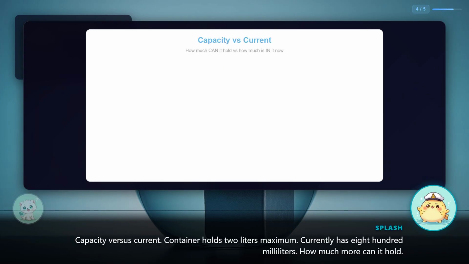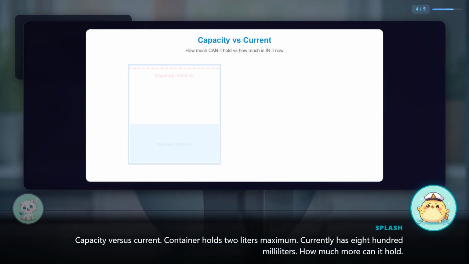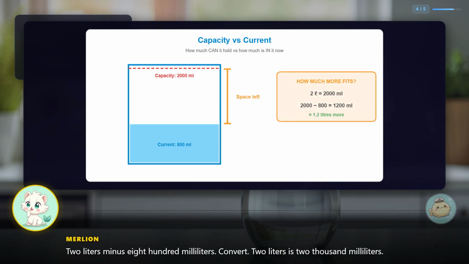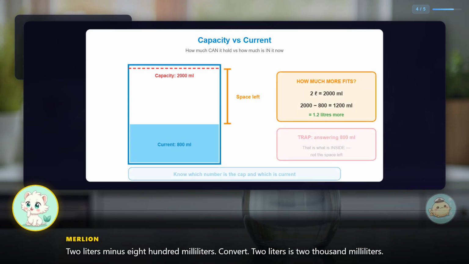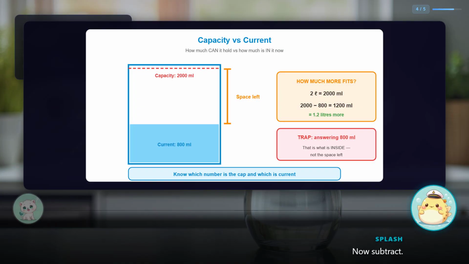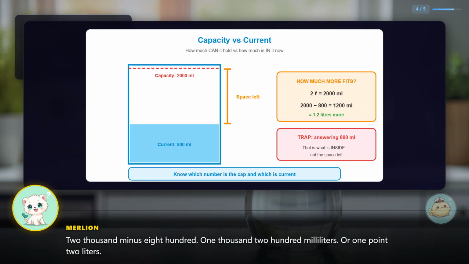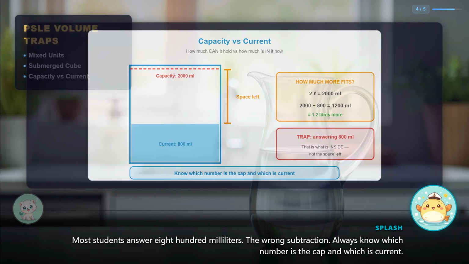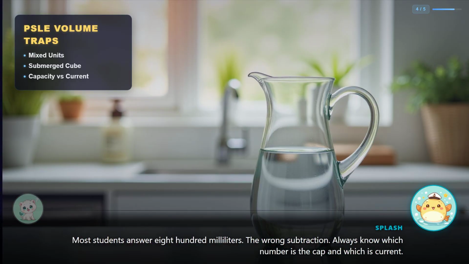Trap 3. Capacity versus current. Container holds 2 liters maximum. Currently has 800 milliliters. How much more can it hold? 2 liters minus 800 milliliters. Convert. 2 liters is 2,000 milliliters. Now subtract. 2,000 minus 800 is 1,200 milliliters, or 1.2 liters. Most students answer 800 milliliters, the wrong subtraction. Always know which number is the cap and which is current.